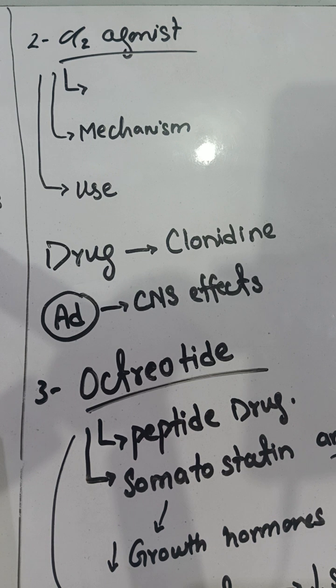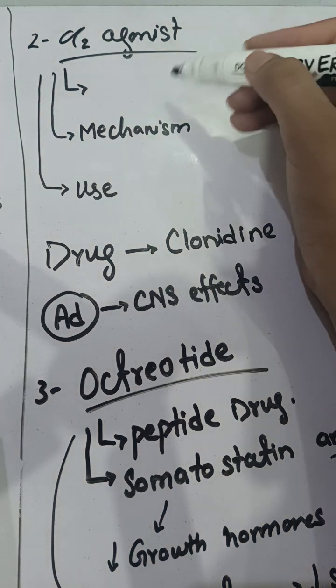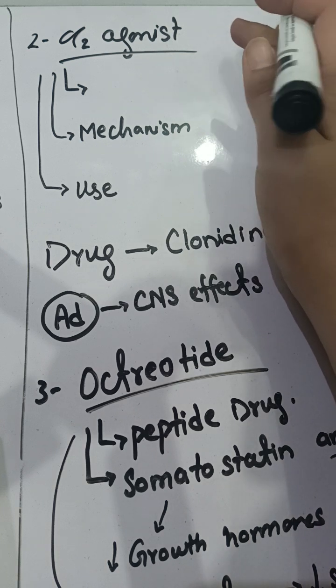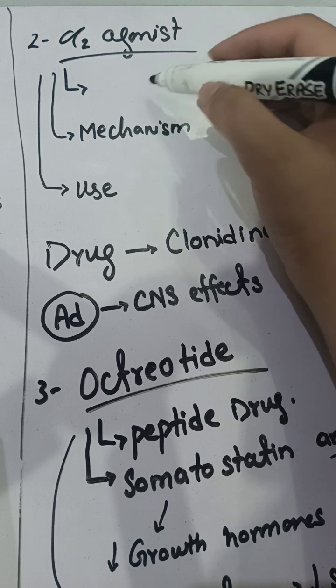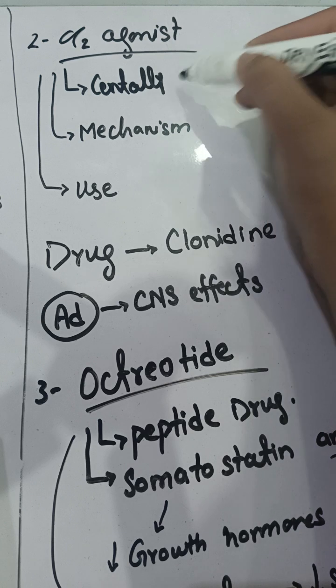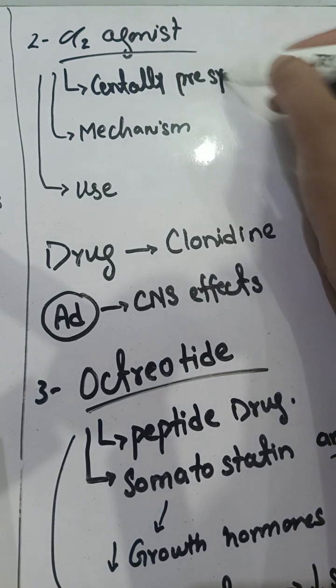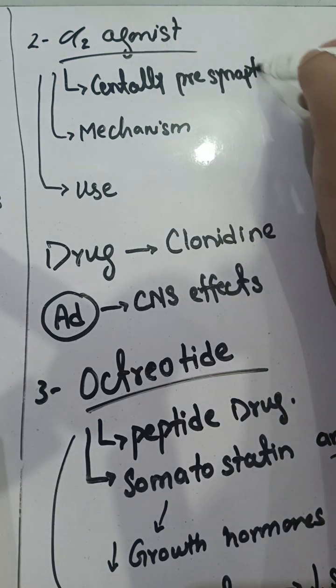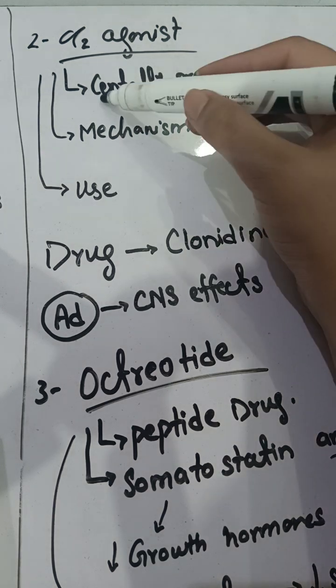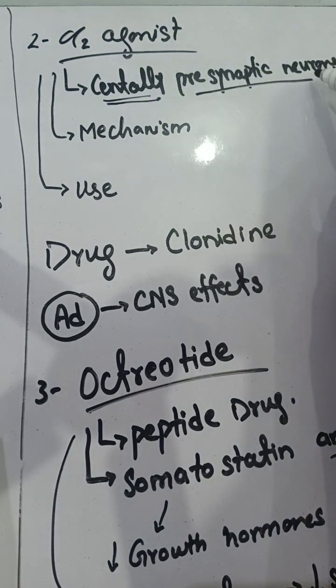Now the second class of anti-motility agents is the alpha 2 agonist drugs. So where are the alpha 2 receptors? These receptors are present in the presynaptic neuron. Our alpha 2 agonist drug, which is used as an anti-motility agent, will act centrally on presynaptic neurons. So it means it will affect the presynaptic neurons of the central nervous system.